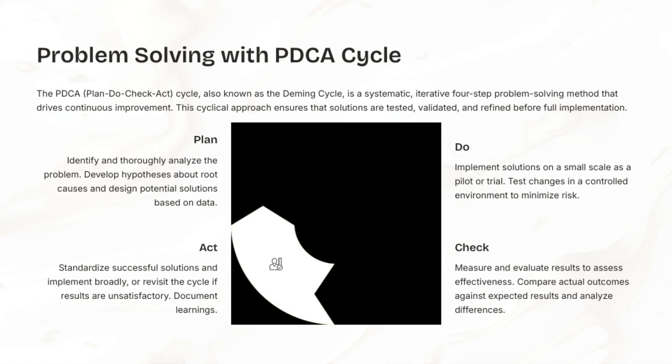In summary, the problem-solving process with PDCA is about planning carefully, testing solutions on a small scale, checking the results, and then acting based on what we've learned. If the results are promising, we standardize and expand. If not, we revisit the cycle, refine our approach, and keep improving.